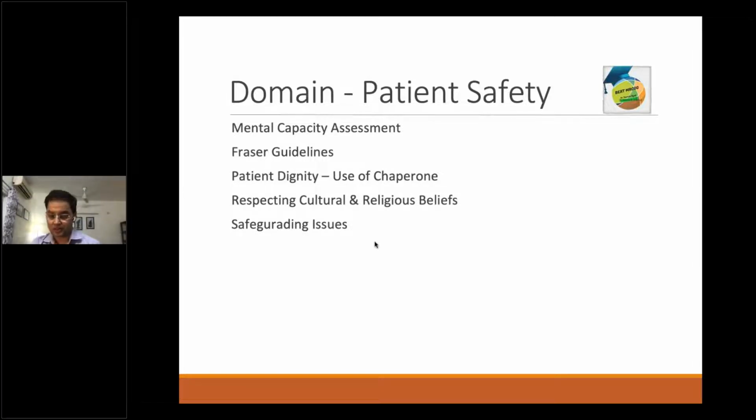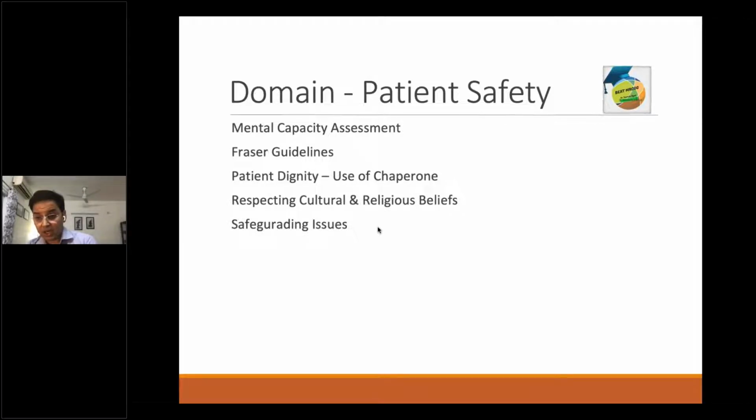It is also essential under the domain of patient safety that you understand the principle of mental capacity as outlined in the Mental Capacity Act, as well as Lord Fraser competencies. When a girl who is underage, like 13 to 18, wants to seek contraception, or wants to terminate the pregnancy, you have to understand this. I think everybody who has passed Part 2 understands it. So these may be assessed under the domain of patient safety.